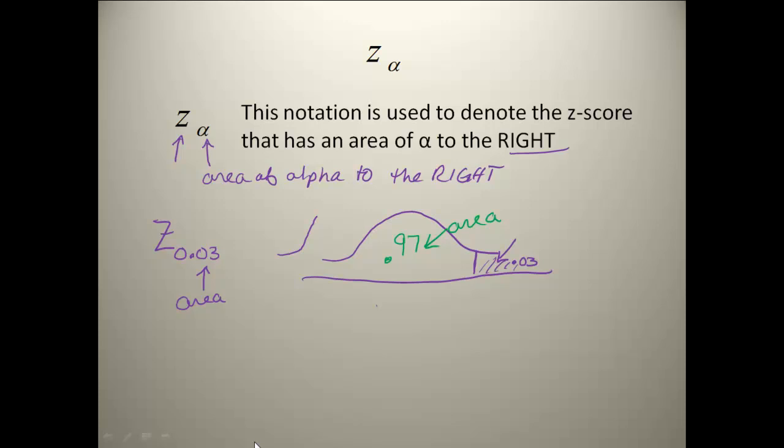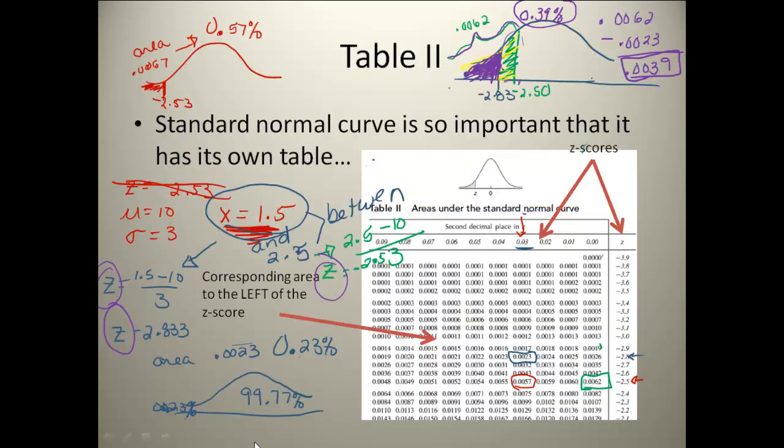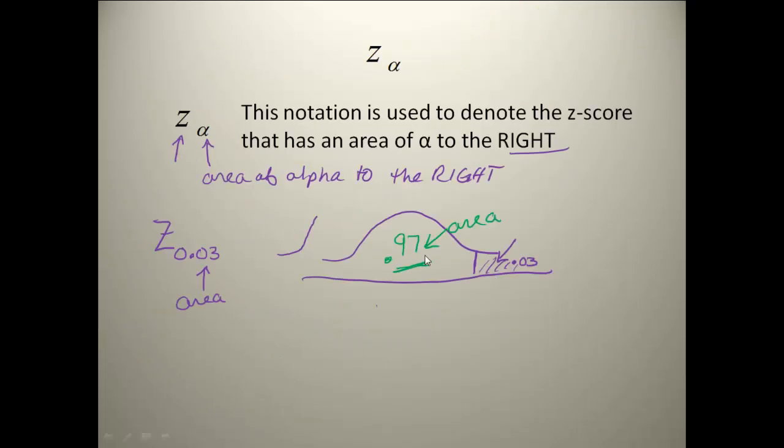Well, what I need to do now is go to my table 2, and start searching through the numbers on the inside here, the area numbers. And I need to search until I get to a number that's close to 0.97. Now, knowing that my value is up here and that it's above the mean, that tells me my z-score is going to be a positive number. So you want to go to the half of the chart that has the positive z-scores on it, and look for the number that's as close as you can get to 0.97.